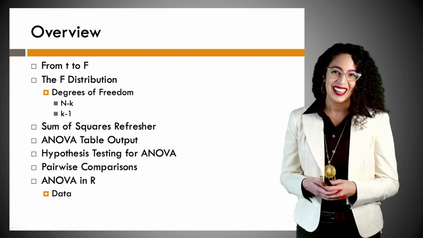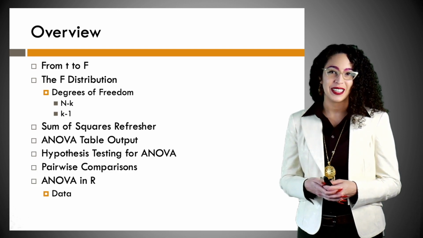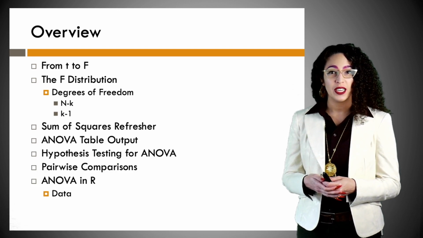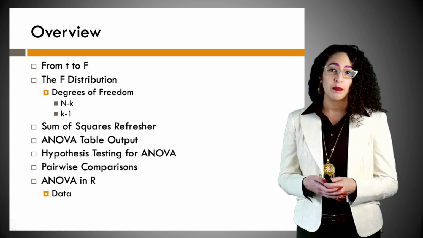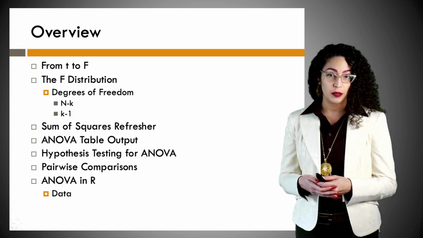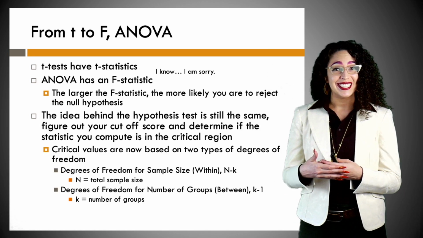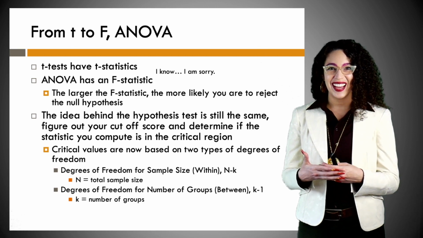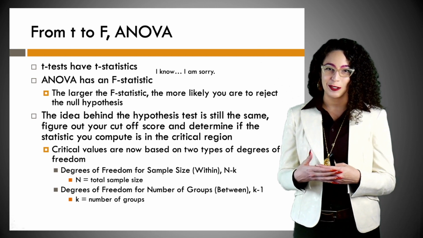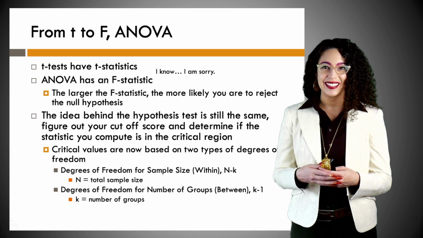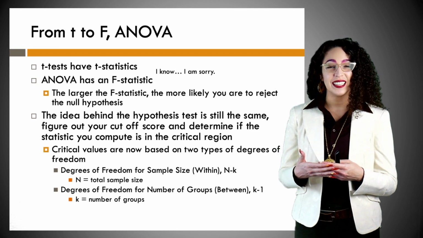We'll have a sum of squares refresher, look at an ANOVA table output, hypothesis testing for ANOVA, pairwise comparisons, and ANOVA in R with some real data. T-tests have T-statistics, ANOVA has F-statistics and an F distribution. The idea behind the hypothesis test is still the same though.